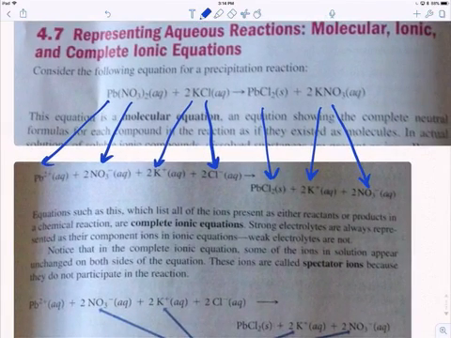So this bottom one here is known as the complete ionic equation. So all of the ions are accounted for.